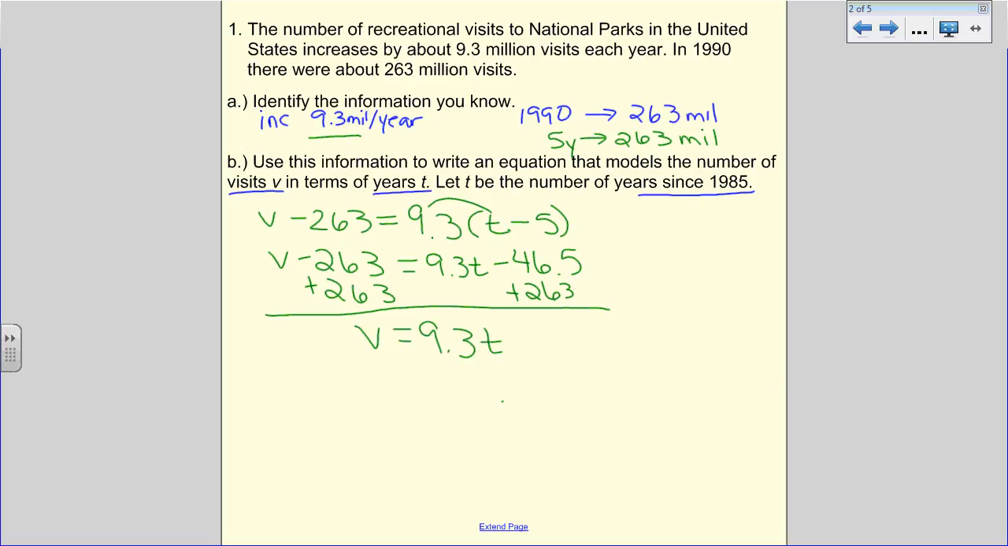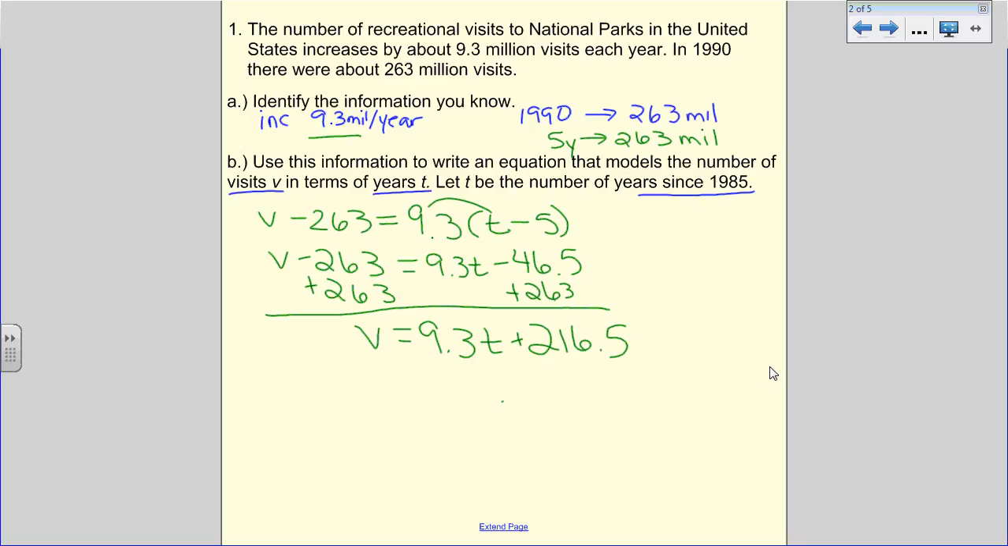So who can do negative 46.5 plus 263 for me? Does anyone have a calculator out ready to go with that one? Anyone work ahead? Brooke? Beautiful. So I know that the number of visitors when we started collecting data in 1985 was 216.5 million, and it increases by 9.3. Now, could we have taken 9.3 and subtracted it from that 263 until we got back to 1985? Could we do that just like we did our chicken problem and just work backwards from there?